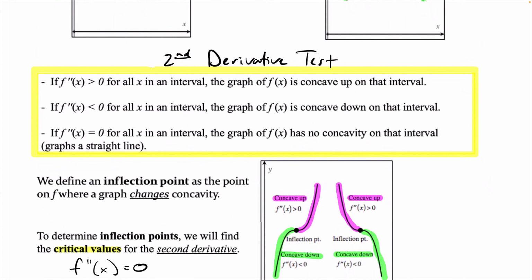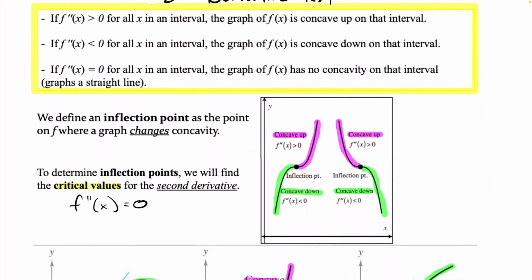Okay, so at that dot, see these dots here? That's where the concavity would be zero. Those dots have special names. They're called inflection points. So inflection points is where a function changes concavity. Does it change from concave up to concave down? If it does, it's an inflection point. Does it change from concave down to concave up? That's an inflection point. If it doesn't change, there is no inflection point.